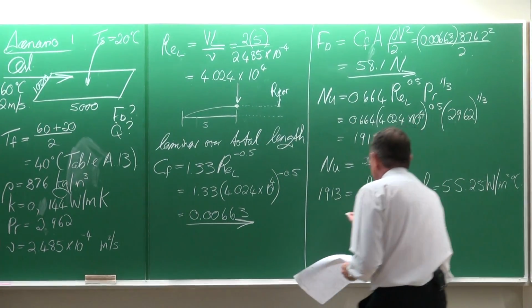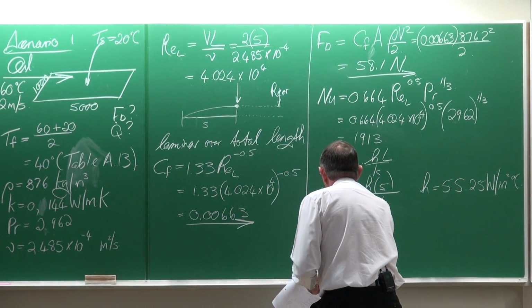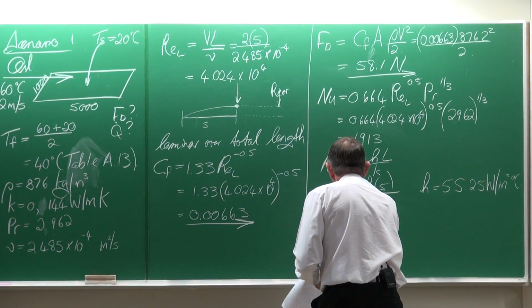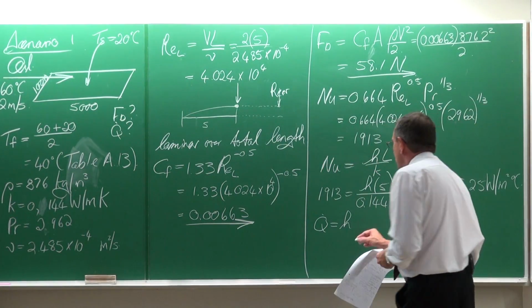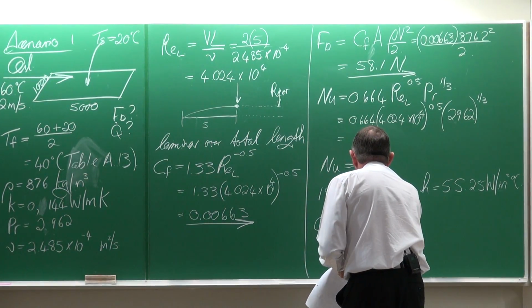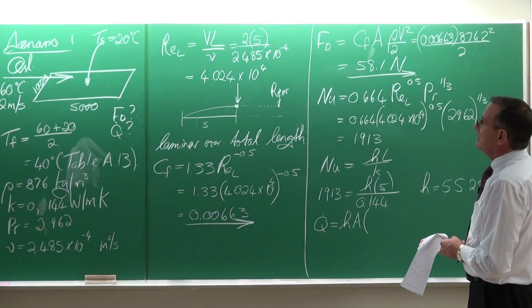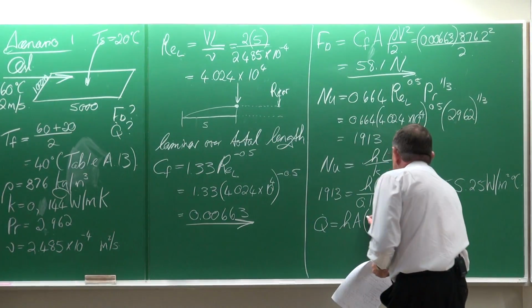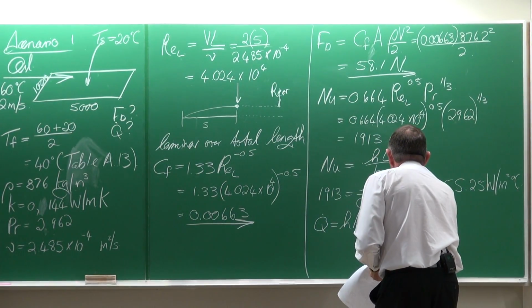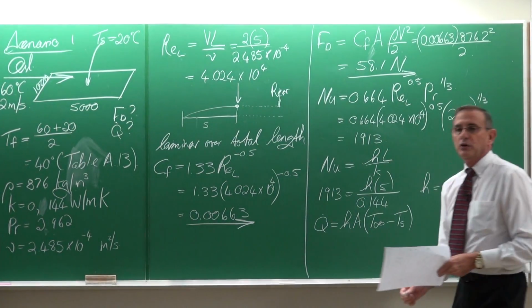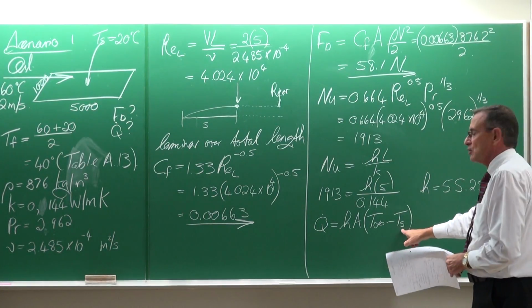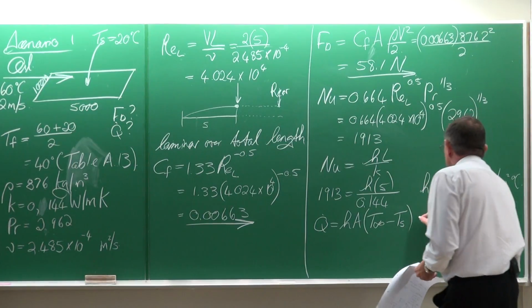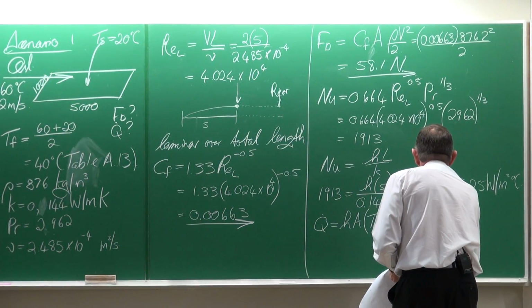Now that we've got the heat transfer coefficient, we can calculate the heat transfer rate. The heat transfer rate is equal to the heat transfer coefficient multiplied by the area, and in this case it is T infinity minus Ts, because the temperature of the oil is larger than the temperature of the plate.